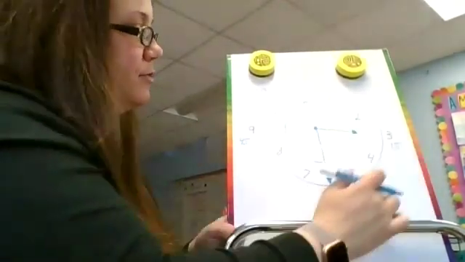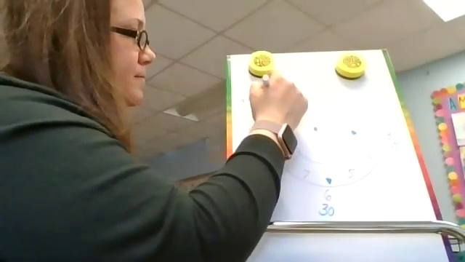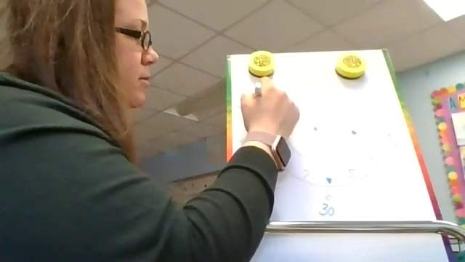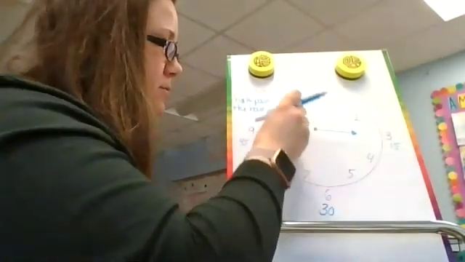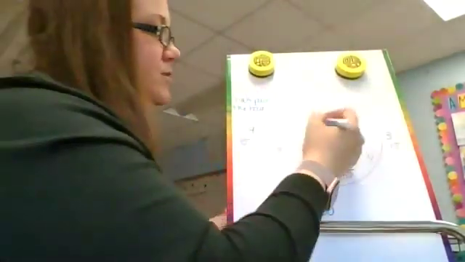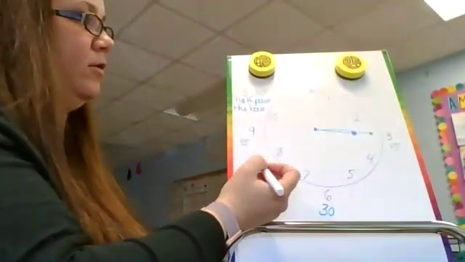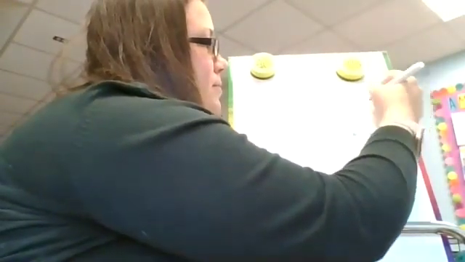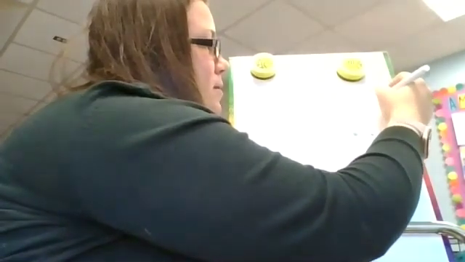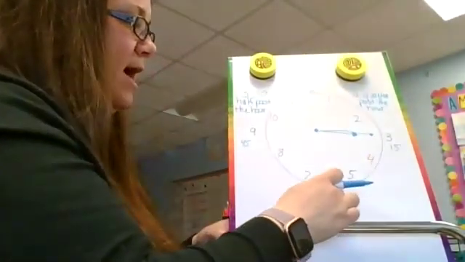So this says 3:30, this is half past the hour. If my big hand looked like this and was pointed directly at my 3 with my little hand, then we would call this a quarter past the hour. So I would have a quarter past an hour, a half past an hour.